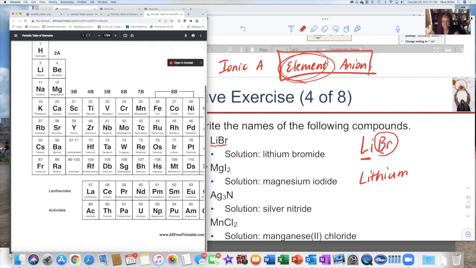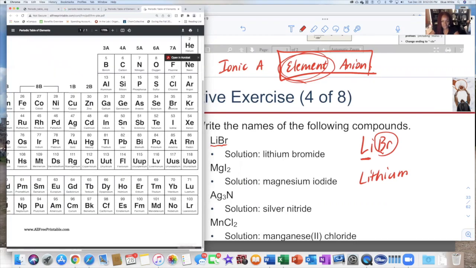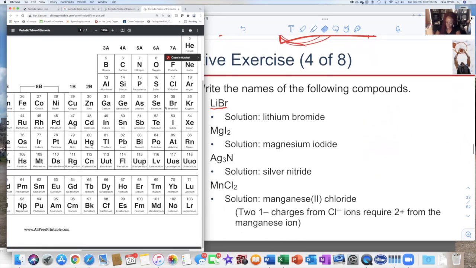Let me see if I can bring this a little bit, and then bring this whole thing a little higher. Scroll over here. Br is right there. And remember, you want to take bromine and make it into bromide. Okay, so this is going to be lithium bromide. There. I don't want to scroll too much because I do have a lot going on here.